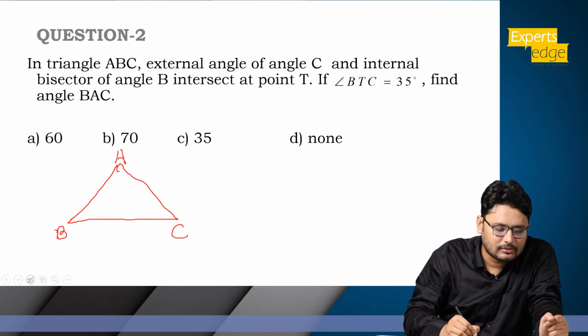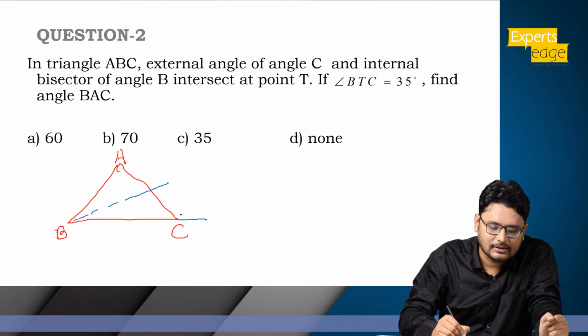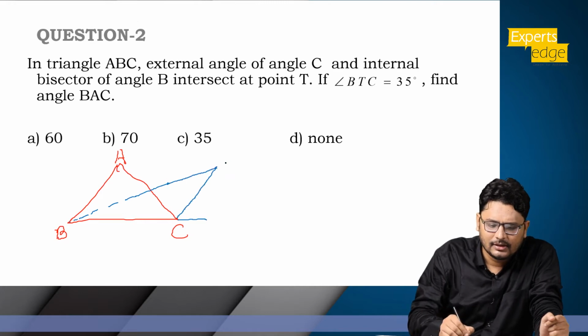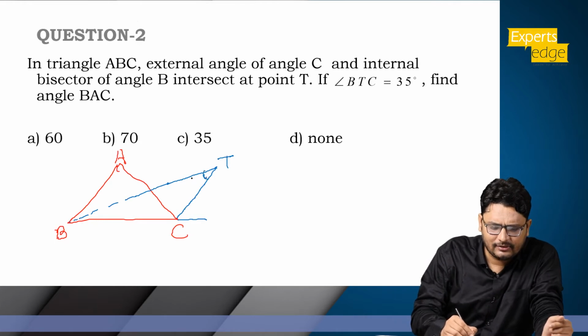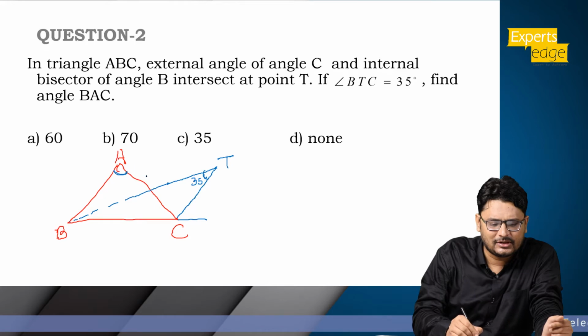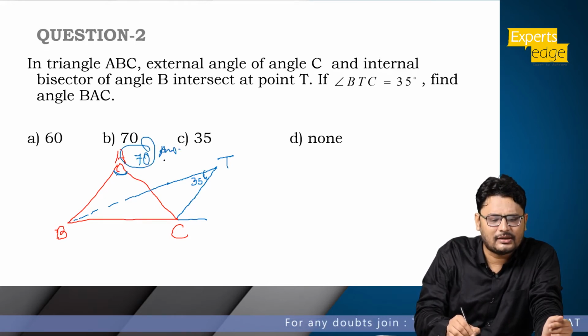So internal angle B and external angle C bisect and they meet at point T. This we had done directly. What was its formula? If this is 35, so this becomes what? Angle A is nothing but double of this, 70. Right, so 70 has to be the answer, right?